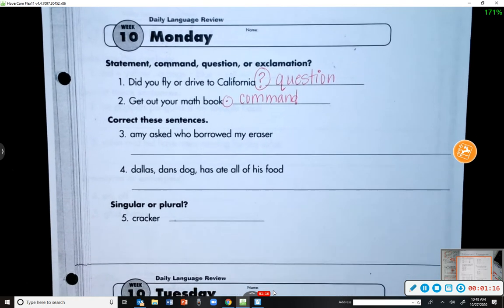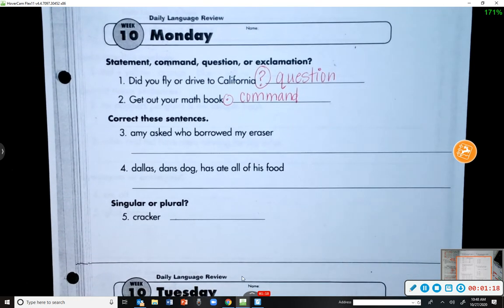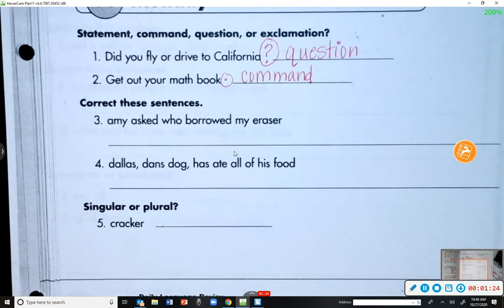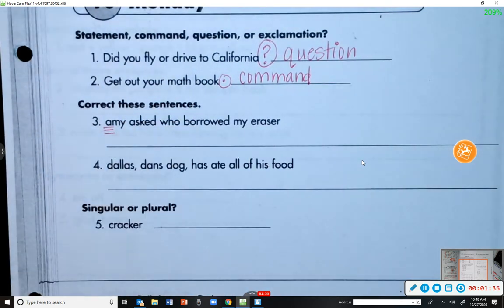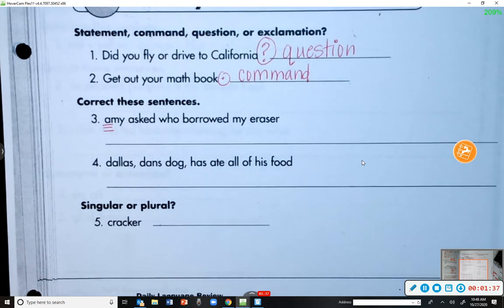Okay, now you had to correct the sentences. So we're going to use our editing marks, and then what we do is rewrite the sentence on the line, okay? Amy asked who borrowed my eraser. So what should happen here with Amy? Capitalize. So I'm going to put 3 lines underneath Amy. Asked who borrowed my eraser.